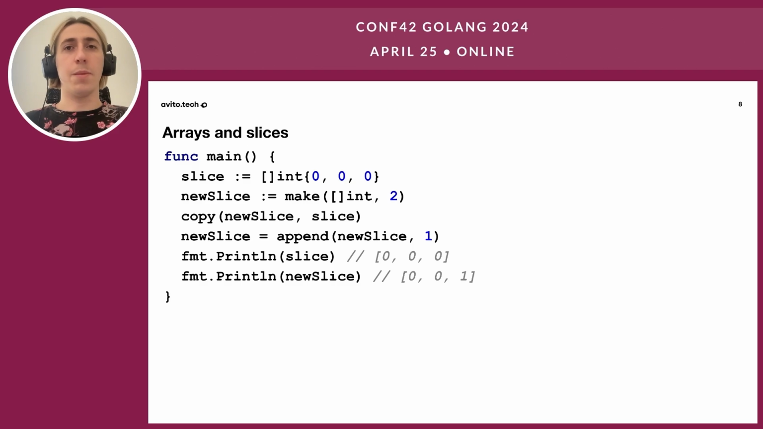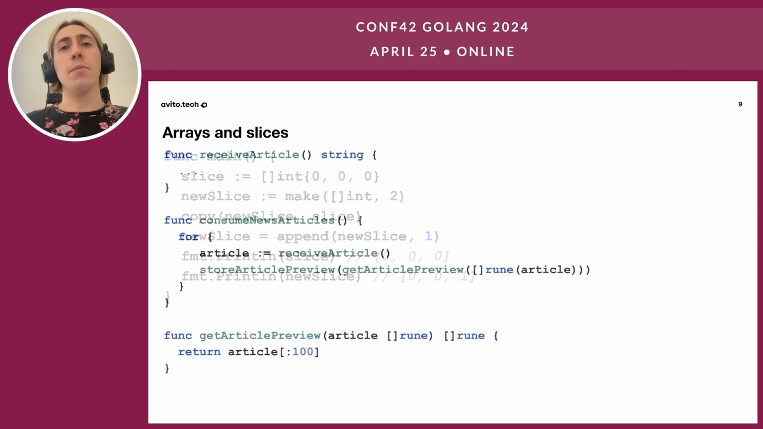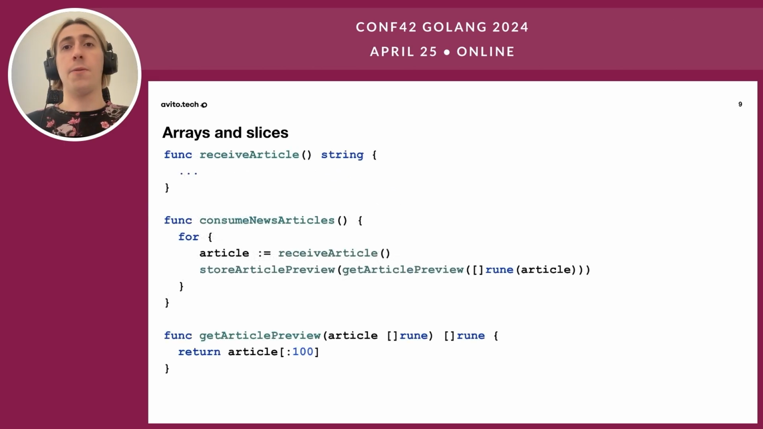However, these are not all the problems you may encounter when working with slices. Let's look at one more example. Suppose we aim to parse a news portal and for each new article store the first 100 characters of the news content in a memory cache. This would allow us to provide users with a preview of the article. In this example, we basically see the logic described. In a continuous loop, we fetch new articles, extract the first 100 runes from each, and pass them to a specific function, storeArticlePreview.